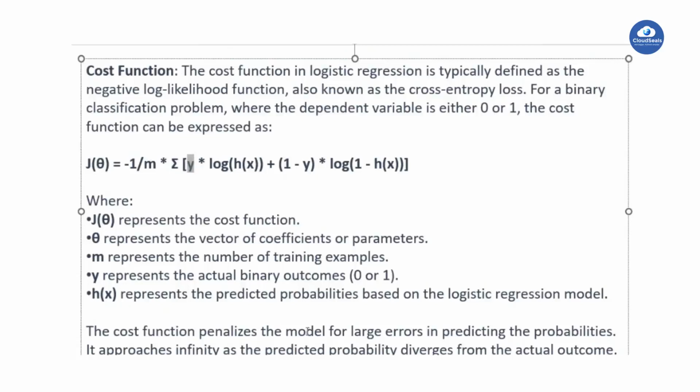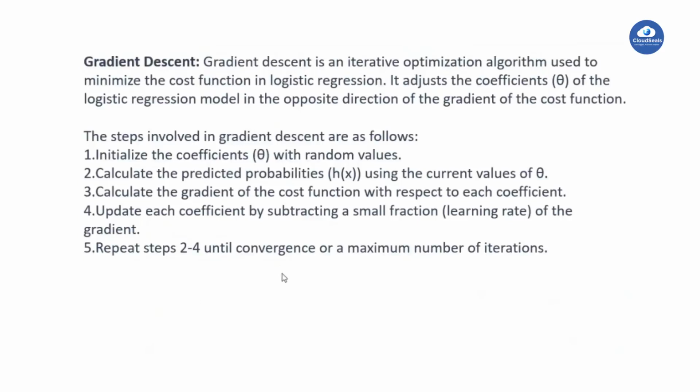The cost function penalizes the model for large errors in predicting the probabilities. It approaches infinity as the predicted probability diverges from the actual outcome. For example, when we have the highest error value, we need to penalize the independent variable that misleads the model while classifying. We need to penalize those coefficients to minimize the cost function. How do we do that? Here we use gradient descent. This is what we use to minimize the cost function.